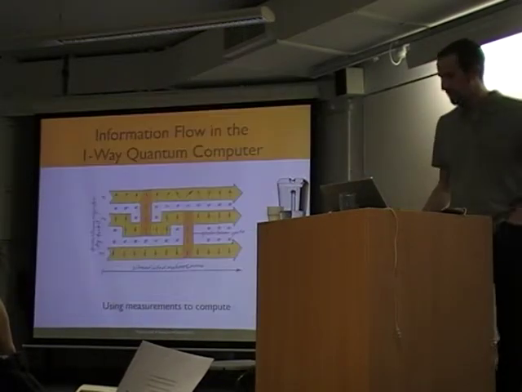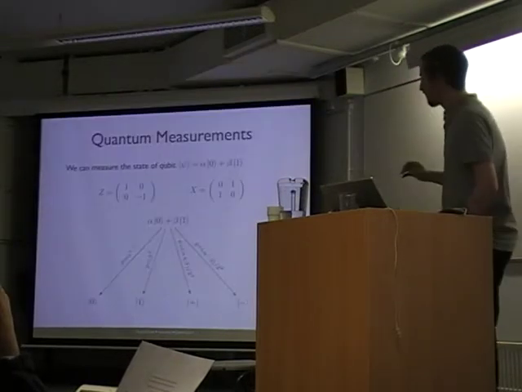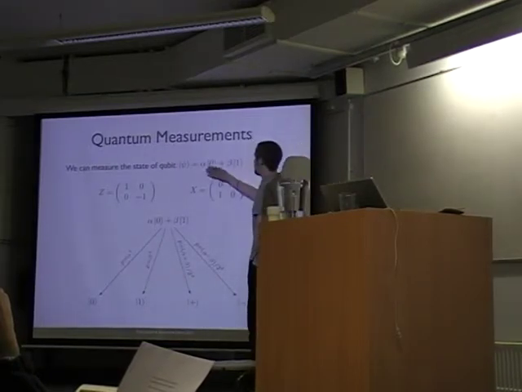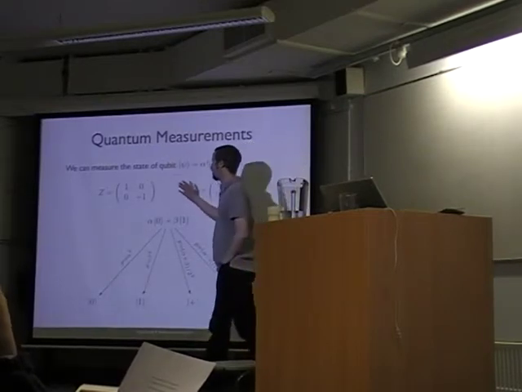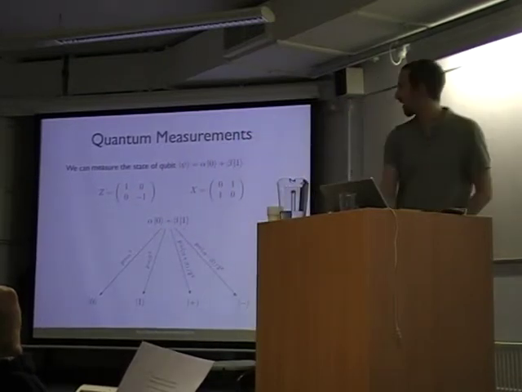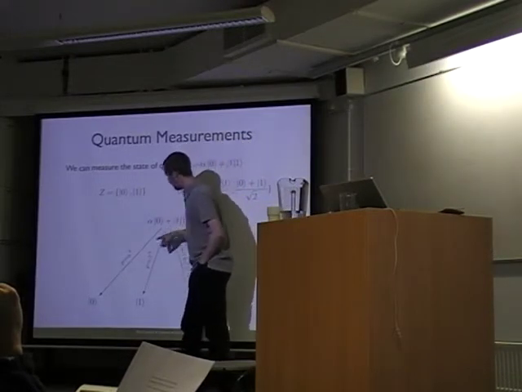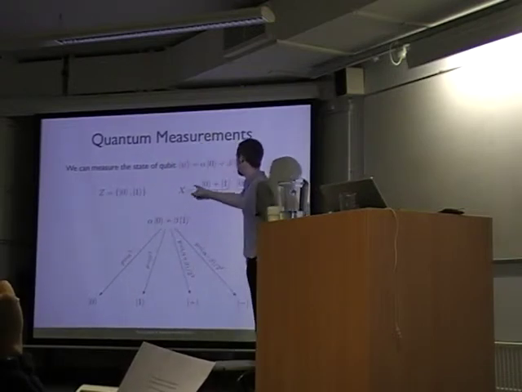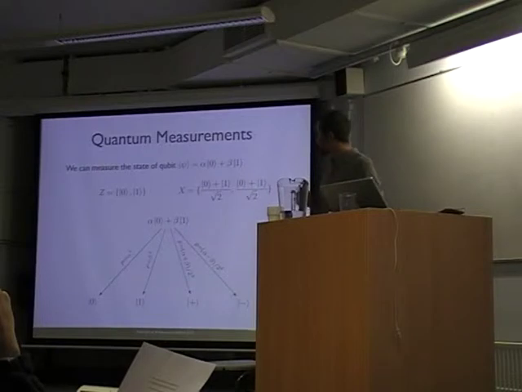Okay, so let me first talk about information flow in the one-way computer. The first thing we want to know about quantum measurements is that if you have a two-dimensional quantum state like this one, where these are the basis vectors, 0 and 1, then I could measure it, say with respect to the z observable, and then there will be two possible outcomes corresponding to the eigenvectors of that matrix. So I measure z, and I can see 0 or 1 with some probability for each, depending on what the initial state was. If I measure this other observable, I have these two other vectors, and I see one of them with some probability.